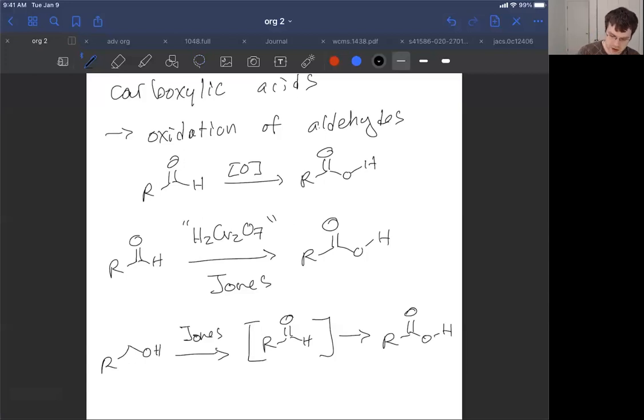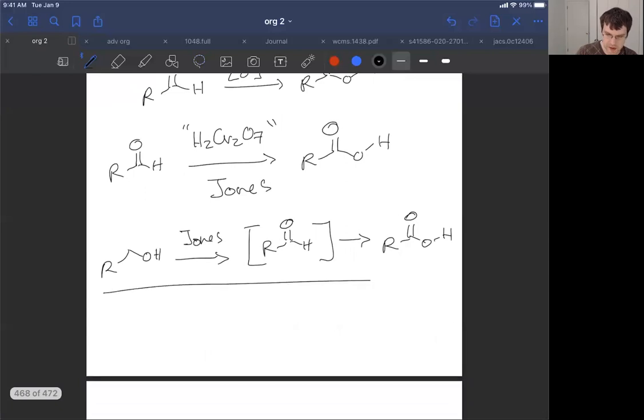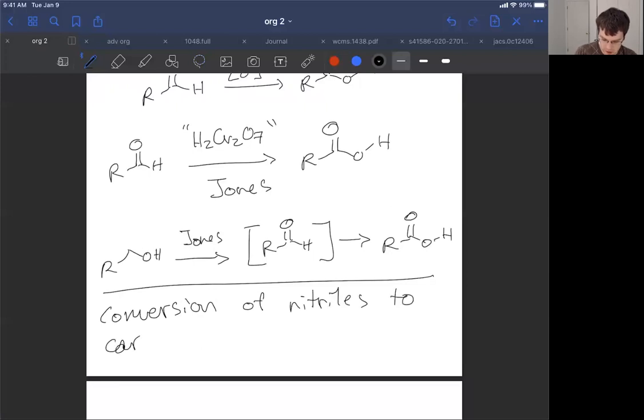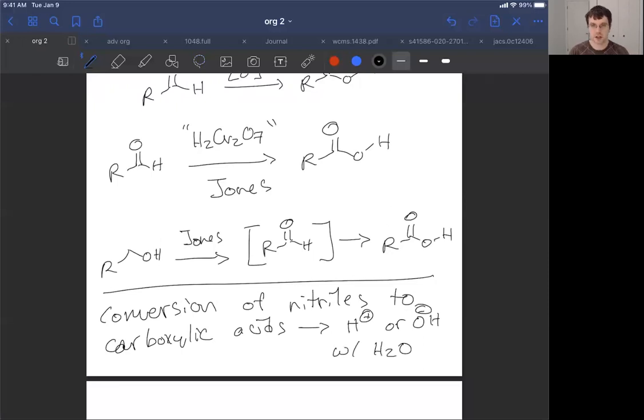Anyway, moving on. So that's a process we have seen before. What about one we haven't seen? It turns out that a really versatile way to make carboxylic acids is from the nitrile. So the conversion of nitriles to carboxylic acids works really well. We've seen this with the Strecker reaction, but we didn't look at it in much detail. What's cool about it is you can use either H plus or OH minus. So you can use strong acid or strong base as long as both of the conditions use water.